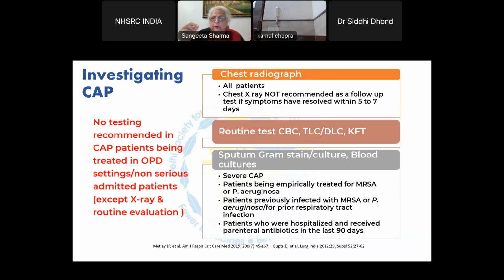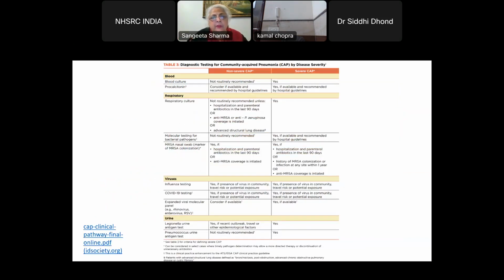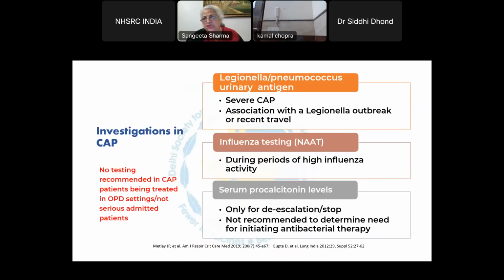Or when you are specifically suspecting MRSA or prior respiratory tract infection, immunocompromised patient; unless you have those specific situations, there is no lab testing required for this. So I think these are the latest guidelines about this. The crux of it is, in non-severe cases you don't need many investigations. If you are suspecting Legionella or pneumococcus, then go for urinary antigens.